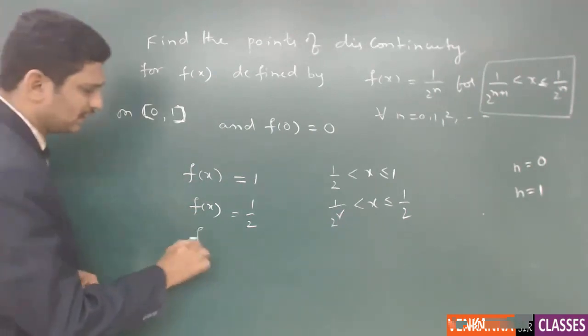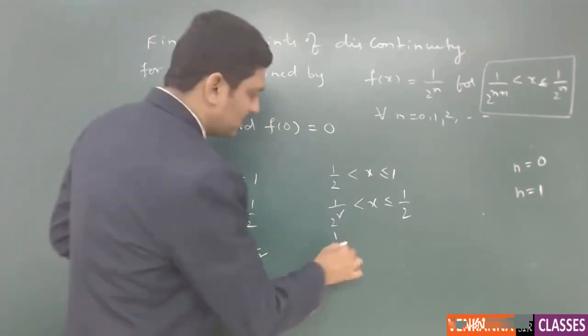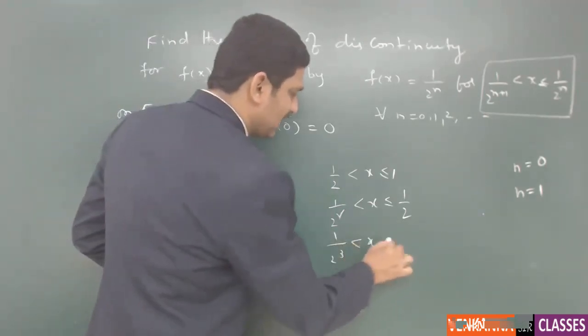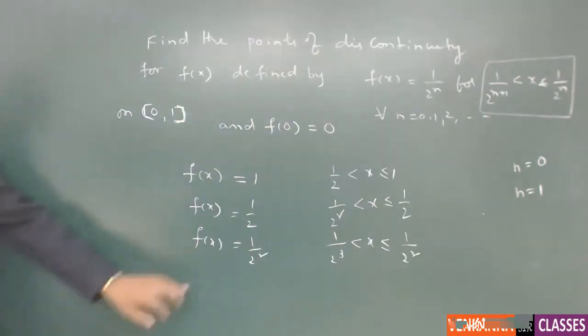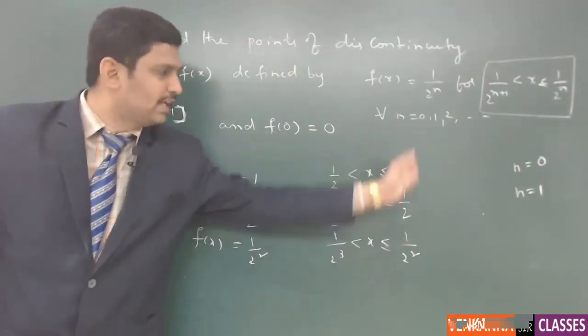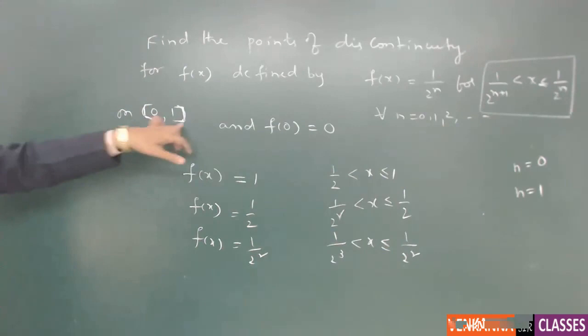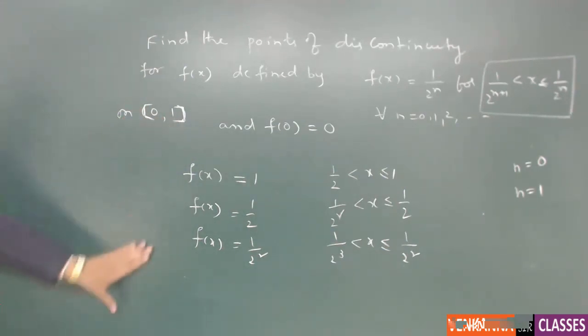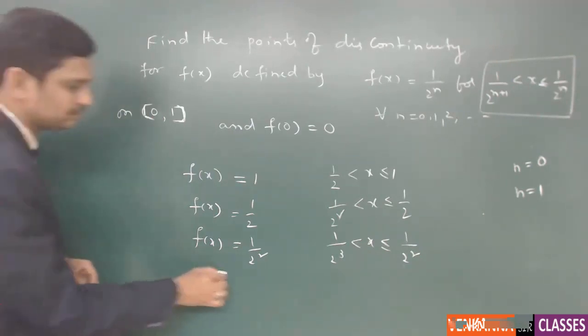So if you compute the next one, f of x is equal to 1 by 2 square, whenever 1 by 2 cube is less than x, which is less than or equal to 1 by 2 square. So the function value is nothing but the corresponding upper bound here, as and when you choose x between these two values within the interval 0 and 1. Now this is the bifurcation of the function. In this way you are going to continue.